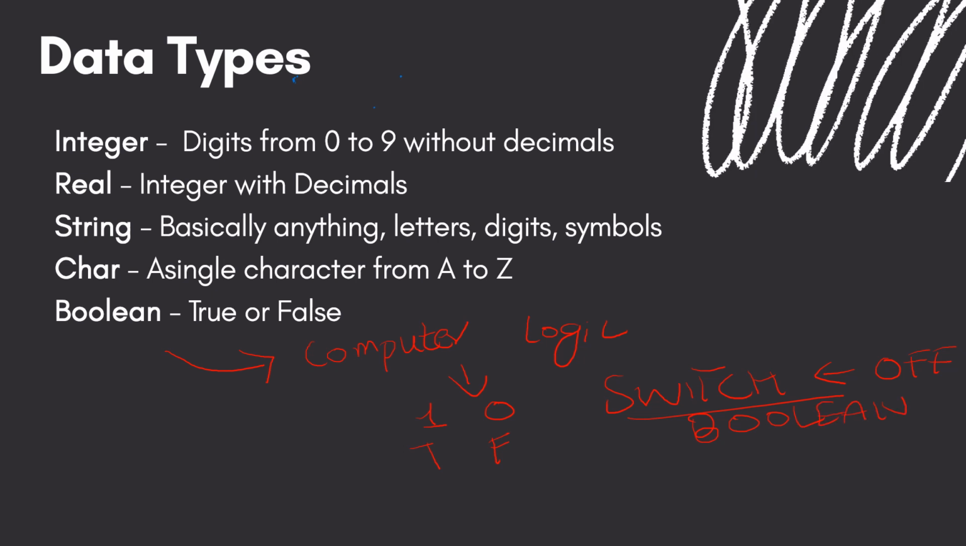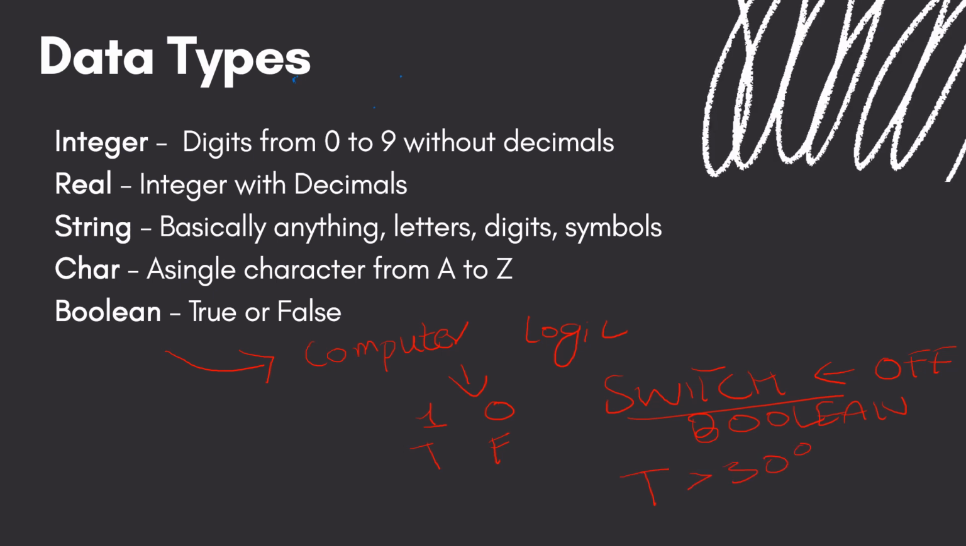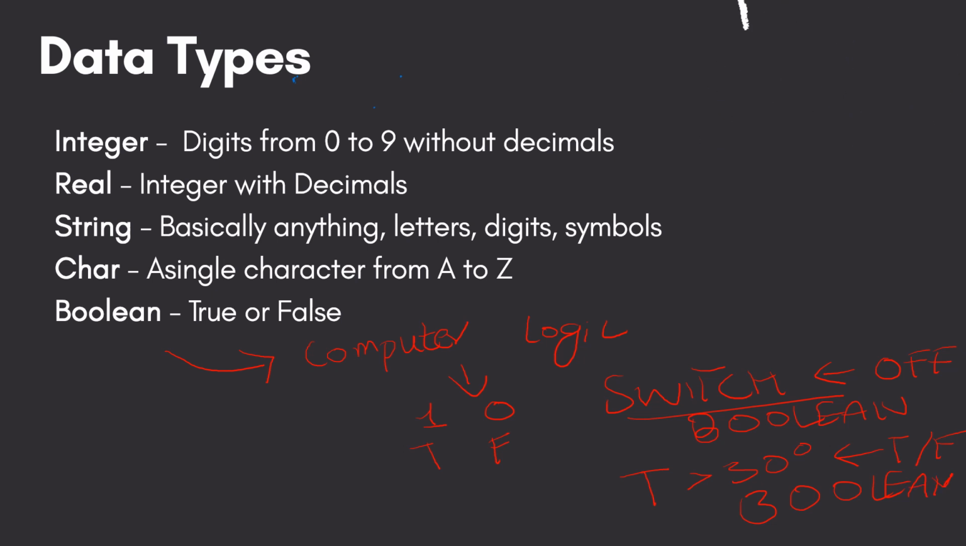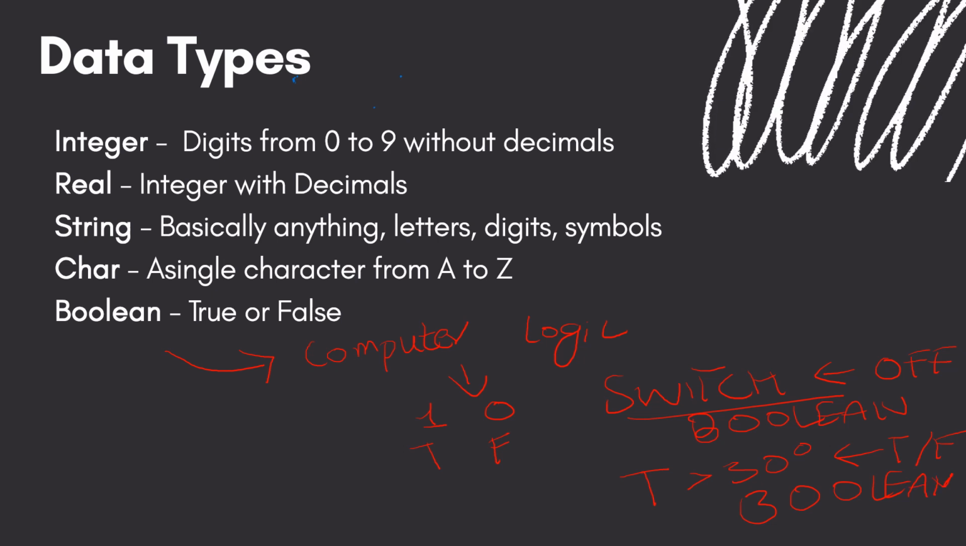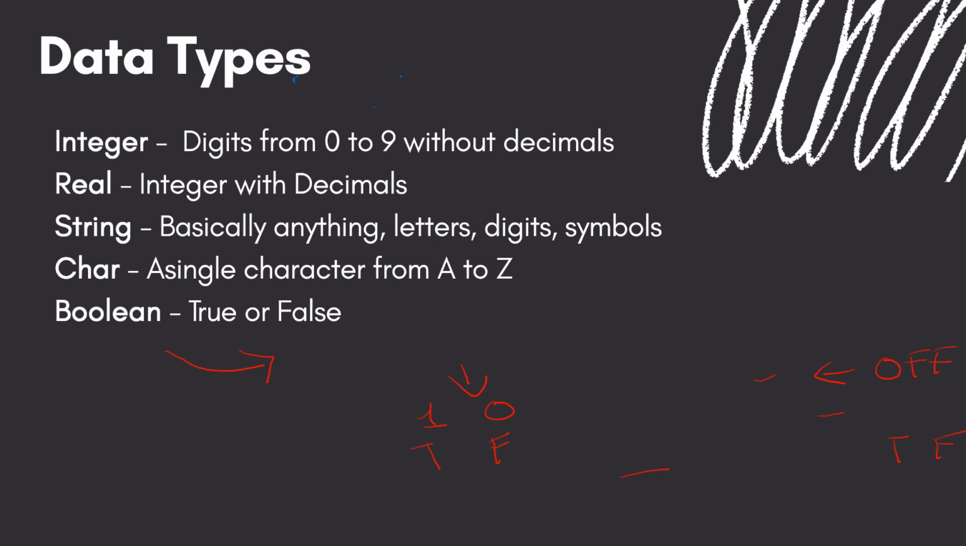Or another example could be temperature greater than 30 degrees. This is a logic statement, and it is true or false. So this is Boolean as well. As you get my point, that is what I'm trying to explain, right? Basically anything which has two possibilities, two answers, either it's true or it's false, that is Boolean.